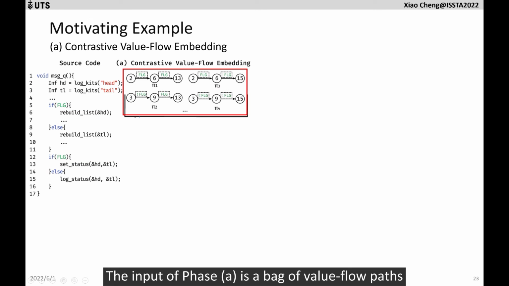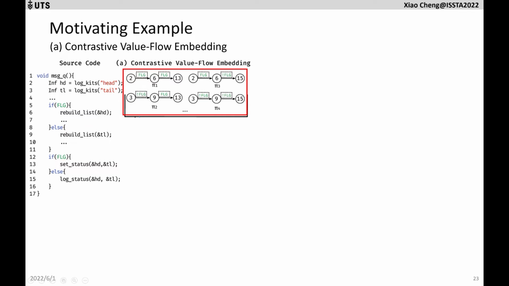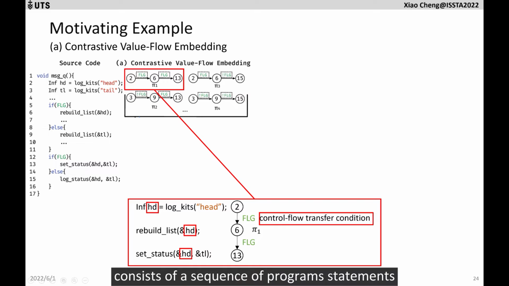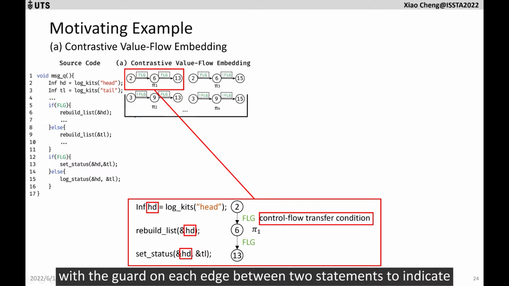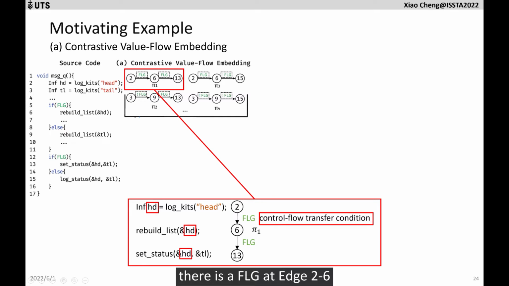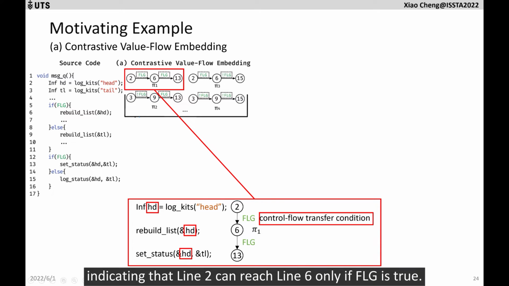The input of phase A is a bag of value flow paths extracted from the code fragment, like pi1 to pi4. The number in the circle represents the line number. Each value flow path consists of a sequence of program statements representing a define-use chain between variables, with the guard on each edge between two statements to indicate control flow transfer conditions. For example, there is a flag at edge 2 to 6, indicating that line 2 can reach line 6 only if flag is true.